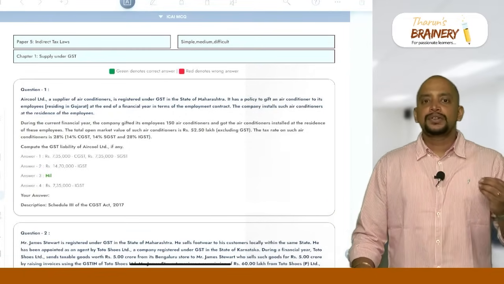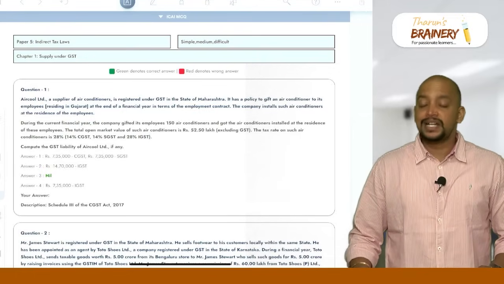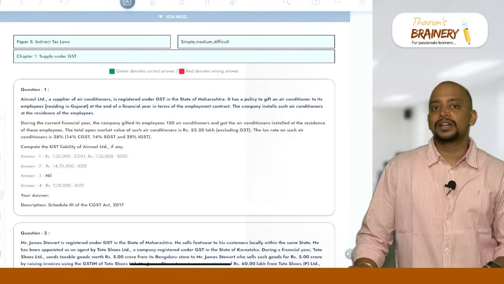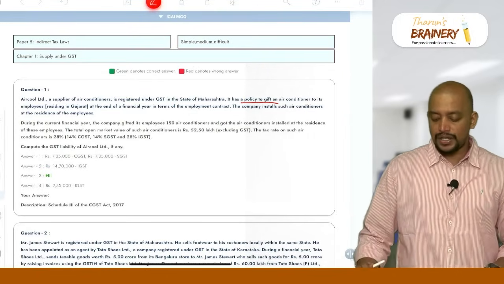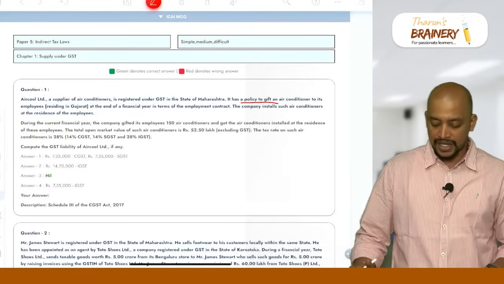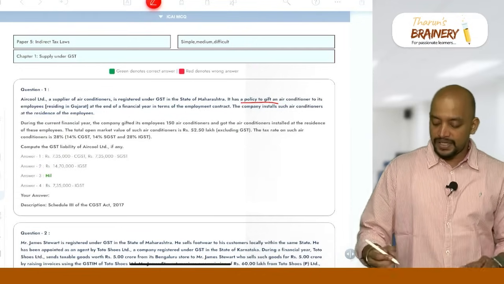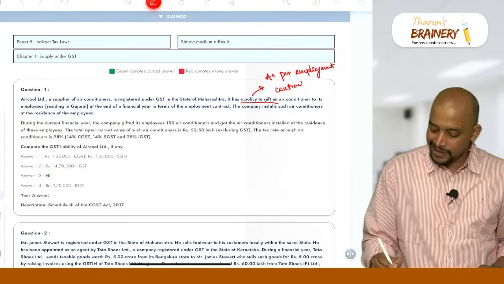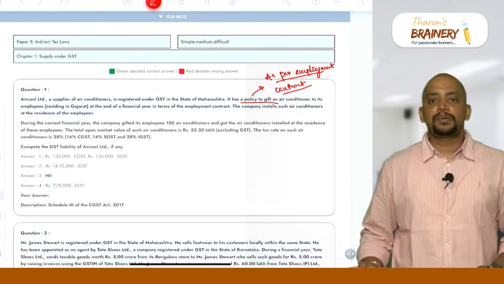Compute GST liability. So we have one circular which says that any services by employee to employer, if it is coming under perquisite. So what is a perquisite? If it is specified in the salary offer document, then it will be called as perquisite. So here they gave one clue for that. The company has a policy to gift an air conditioner to its employees residing in Gujarat. If you take the view that this policy is as per the employment contract, then it will be coming under perquisite. If it is coming under perquisite, then it is not a supply, it is excluded from supply.